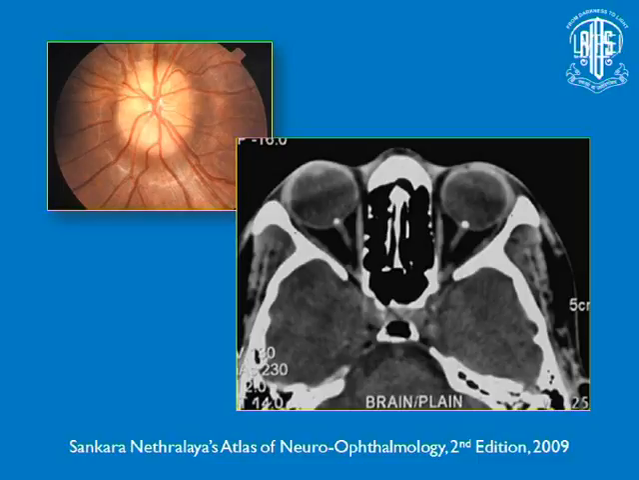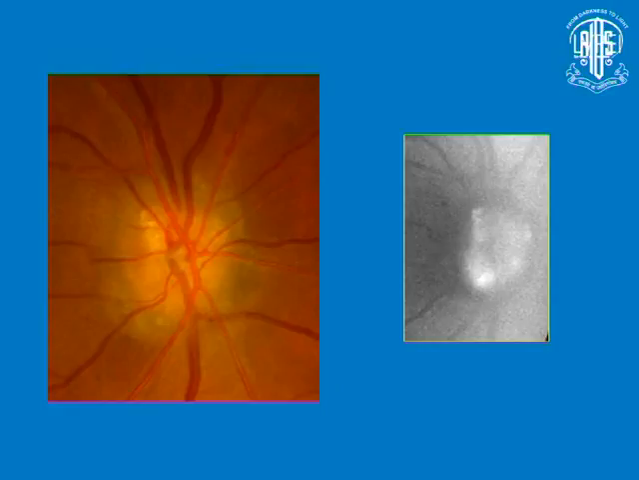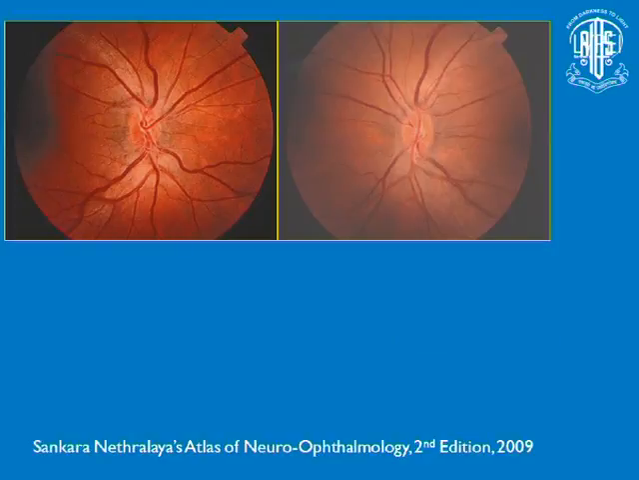Another example, localized irregularity in the margin of the disc. There is peripapillary atrophy, there is alpha zone, and the disc margin is clear. This is a drusen which is picked up by autofluorescence. So these are all examples of pseudo disc edema. Small discs may appear swollen, but the nerve fiber layer is transparent, not opaque, confirmed by FFA.